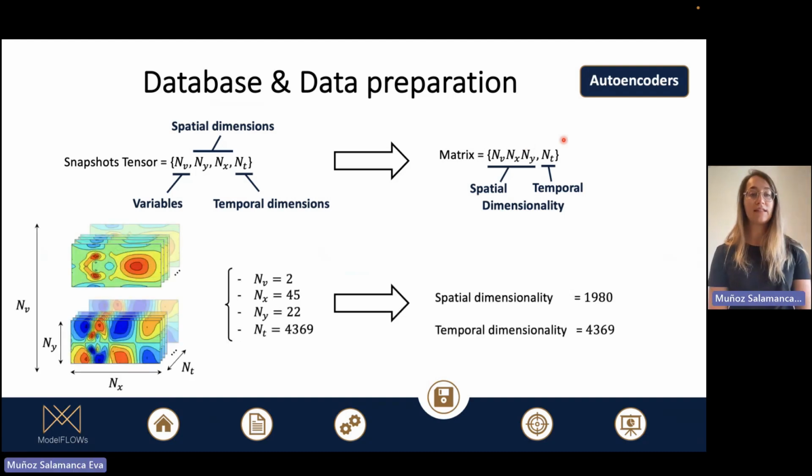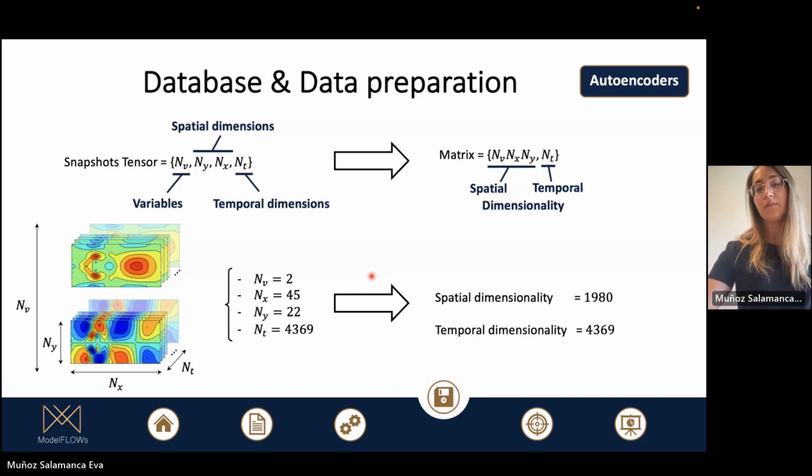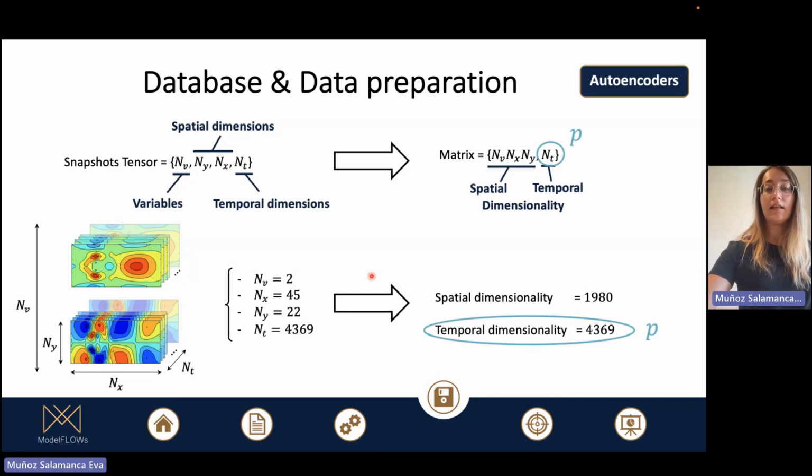In our case, the database will be displayed this way with two variables, streamwise velocity and normal velocity. These are the spatial dimensions, nx and ny, and we have around 4,000 temporal dimensionality. So the spatial dimensionality is around 200, and the temporal dimensionality is between 2,000 and 4,000. This is only so you can understand the dimension of our problem. Let me remark that we are going to compress the temporal dimensionality, so this P will be around 4,000 in this case.